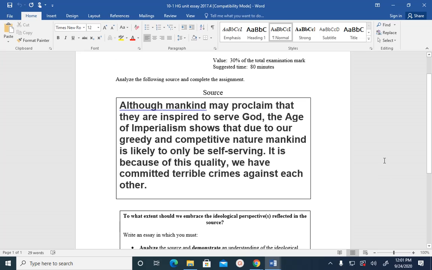So one thing that you can be thinking of is, what are some arguments that I might be able to make here? Although, probably should be a comma there, that's why it's underlined, although mankind may proclaim that they are inspired to serve God, the 3 G's of imperialism, gold, God, glory. Although mankind may proclaim that they are inspired to serve God, the age of imperialism shows that due to our greedy and competitive nature, mankind is likely to only be self-serving. It is because of this quality we have committed terrible crimes against each other. That could be your thesis, depending upon how you can word it related to the source I give you in 2 weeks.